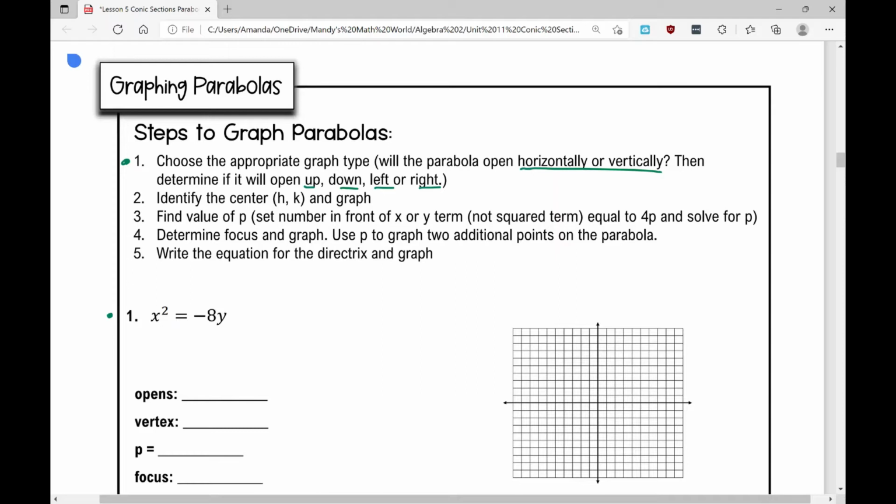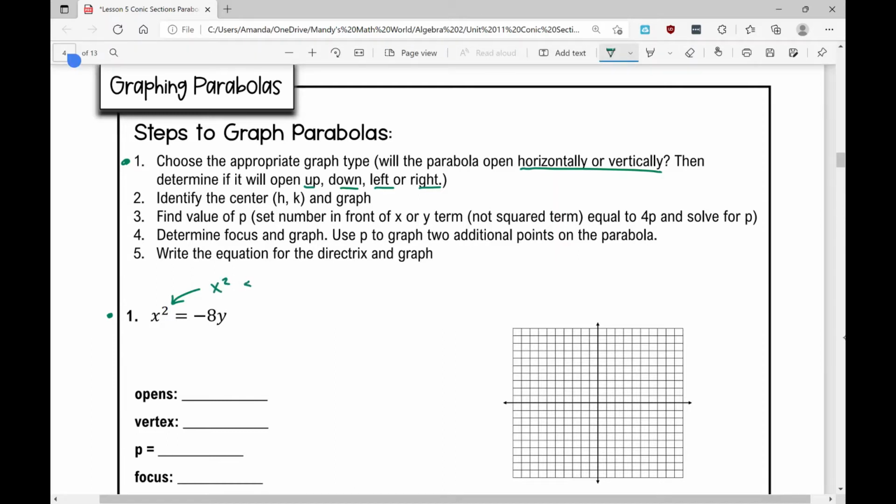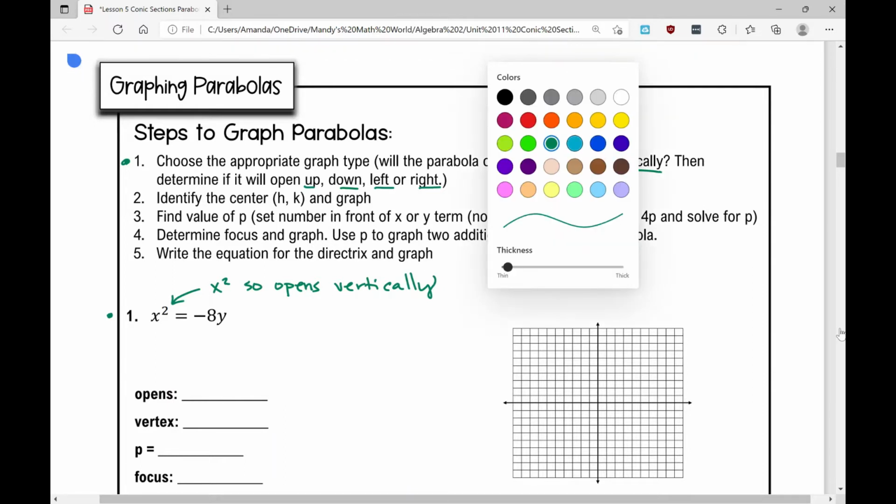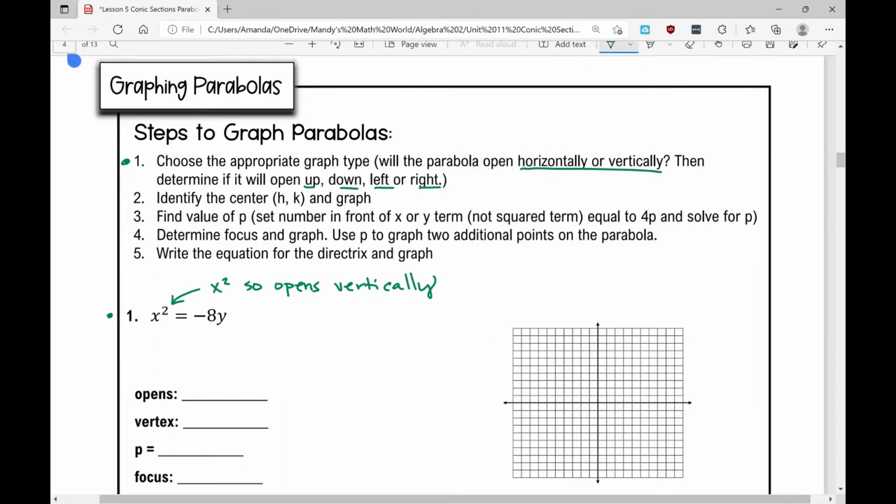In this case, I have an x that is squared. So my x variable is what is squared, not my y variable, which means this is going to open vertically. So let's write that down. It's x squared, so it opens vertically. Now we need to determine if this is going to open up or if it's going to open down. We only just touched on this in the notes on the other page, but if p is positive, it's going to open up, and if p is negative, it opens down.